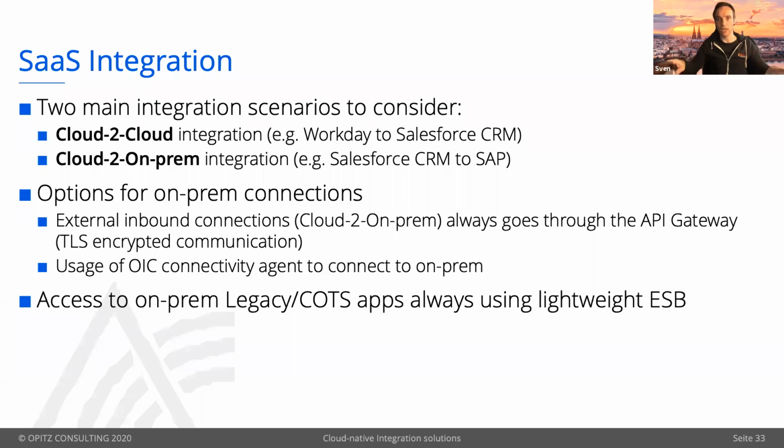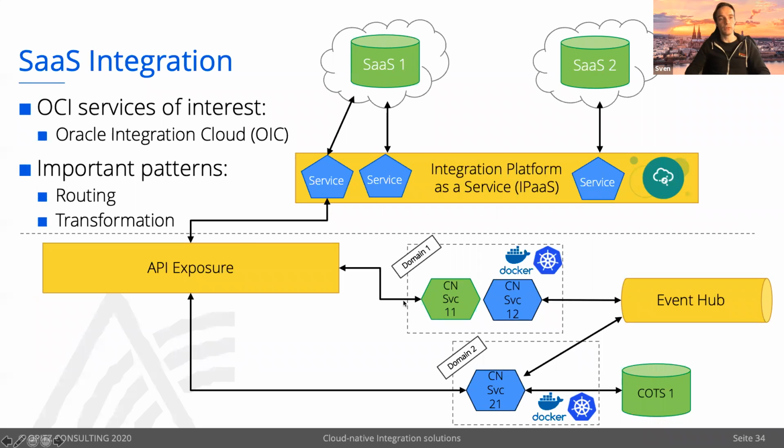Just input your credentials, choose your operations, data objects, then implement your transformation, and that's it. But if you do go the cloud to on-prem integration way, this might be more complex because you need to also take into account that you need to go to a company's firewall, that you need to go through the DMZ and all that kind of stuff. So you really need to care about your security here.